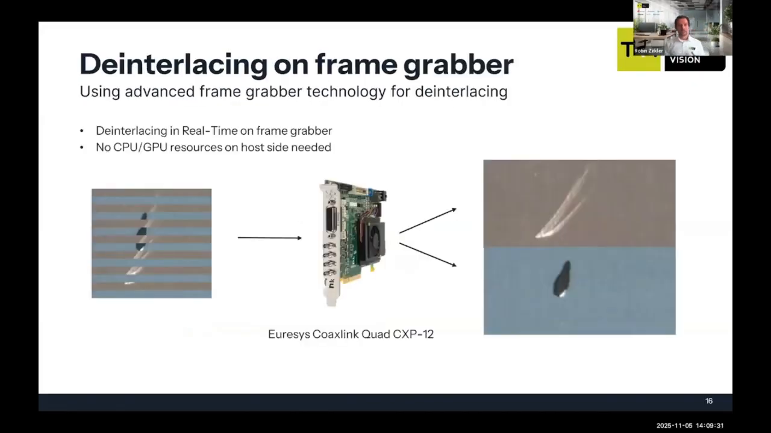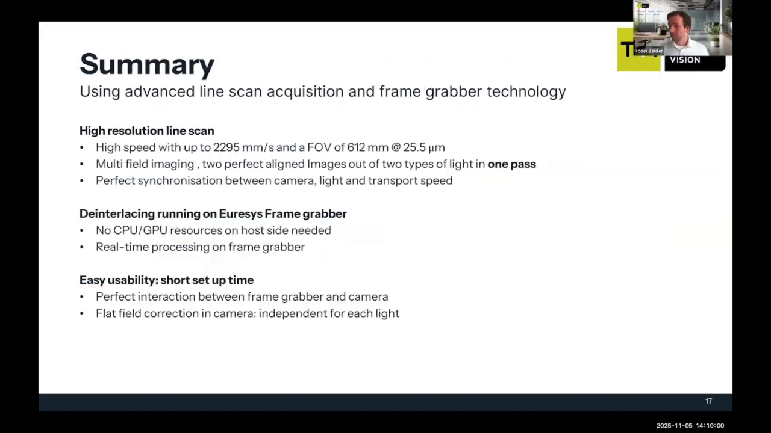And with the features from Euresys, from the CoaXPress frame grabber, we can deinterlace this image, which is at the moment interleaved. Now I want to deinterlace the image into 2 separate images. This is done on the frame grabber, so in real time, no GPU or CPU resources are needed. So you can see in this example the bright field image and the dark field image in one pass.